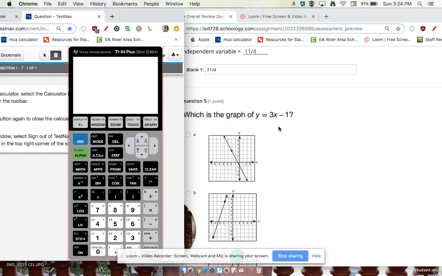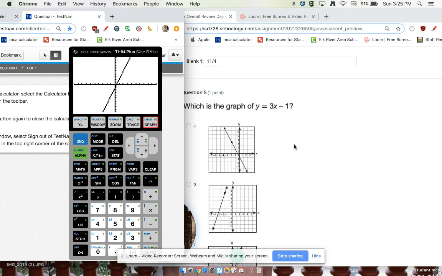What you could do is graph y equals 3x minus 1 in your calculator. Y equals 3, and then I have to hit this for x, minus 1, graph it, and then you can find the match. Which graph looks like that one?